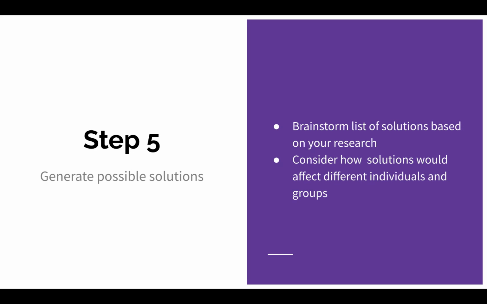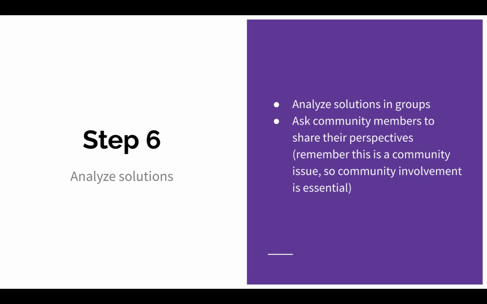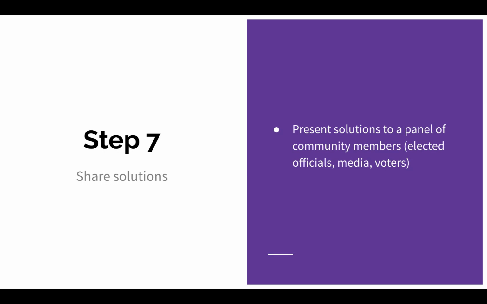Step 5, you're going to generate possible solutions. So also consider from those solutions, how is that going to affect different individuals and groups in your community, the state level, the national level? Step 6, you're going to actually analyze those solutions. So you want to consider the advantages and disadvantages. Also talk to community members that we mentioned so you can get their perspectives. Remember, it's a community issue, so you really need to get their involvement. And then step 7, you're going to share your solution. So you'll be presenting it to a panel of those community members.